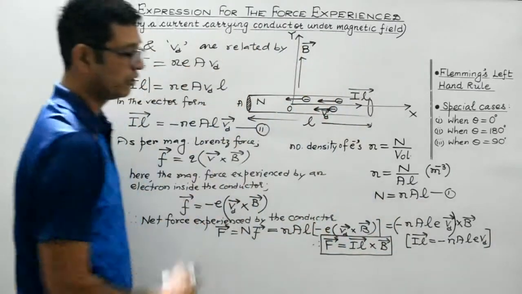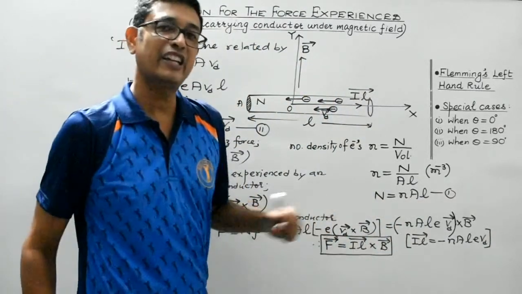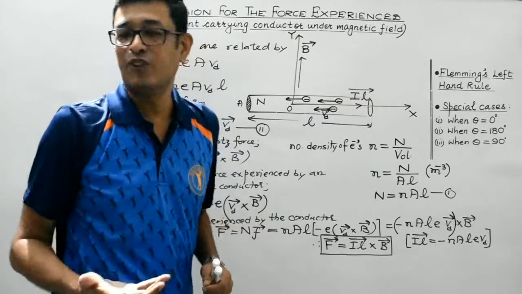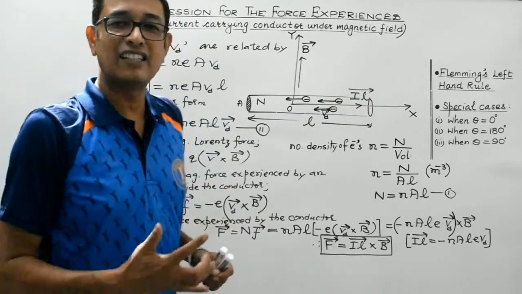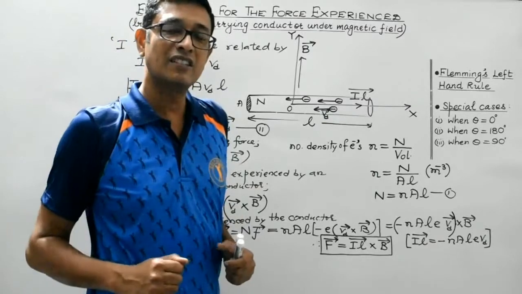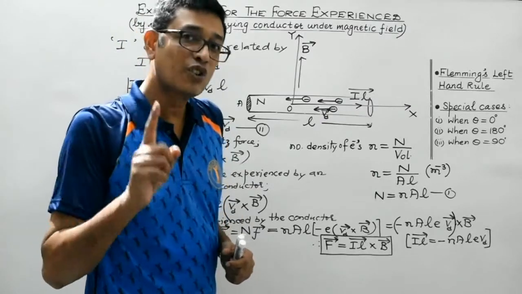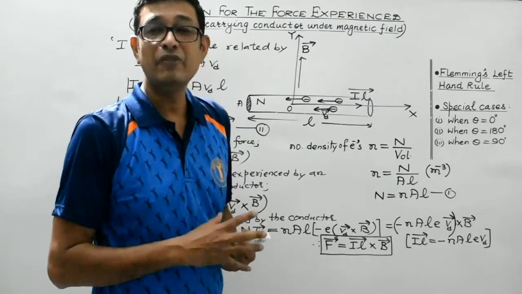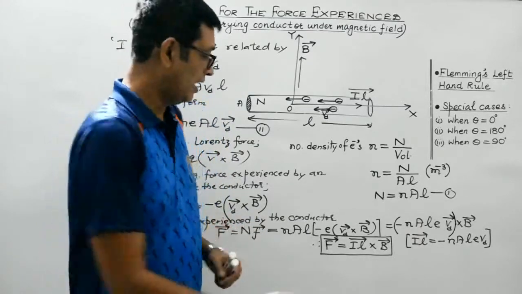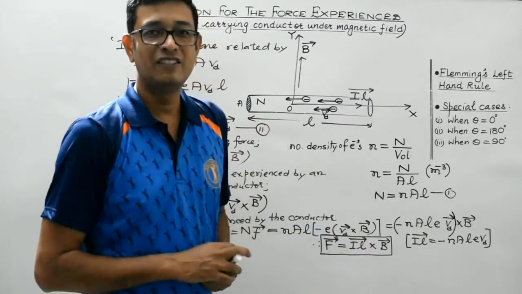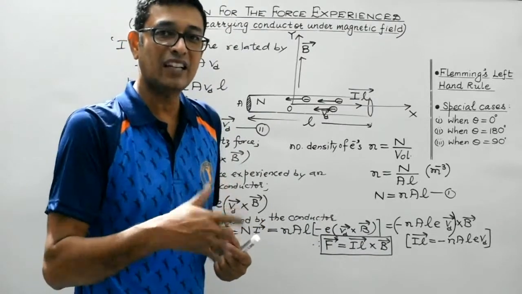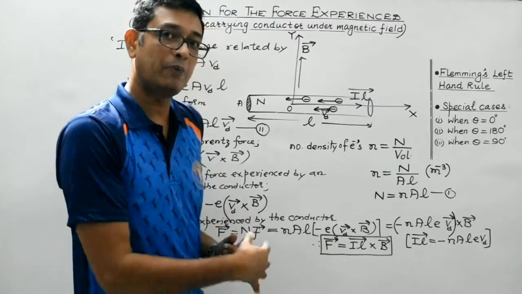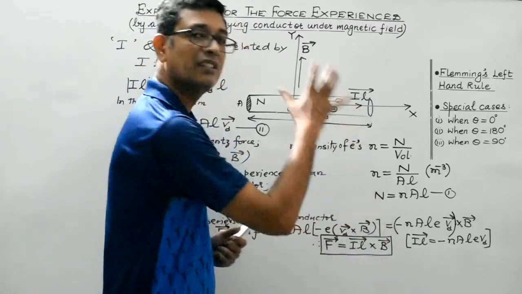Right? That is from equation 2. So this is the expression. Net magnetic force experienced by a current carrying conductor under the influence of magnetic field is IL vector cross B vector. IL is the current element, B vector is the magnetic field. And remember, this is the cross product. A cross B is equal to AB sin theta n cap, isn't it? So F vector must be perpendicular to both IL vector as well as B vector.